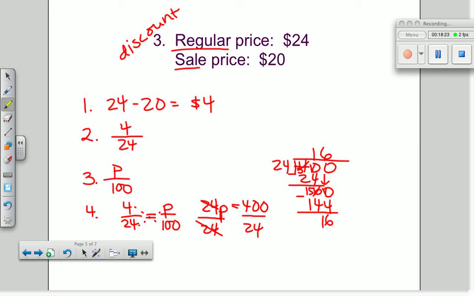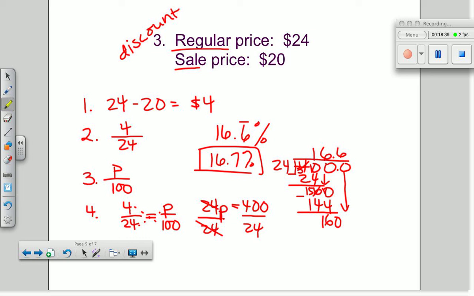Now we're just going to repeat, aren't we? We're going to get the same thing over and over again. 16.6. So the percent is 16.6 with repeating. Or if you want to round it, it can round to 16.7%. So that's the discount. You're saving 16.7%.